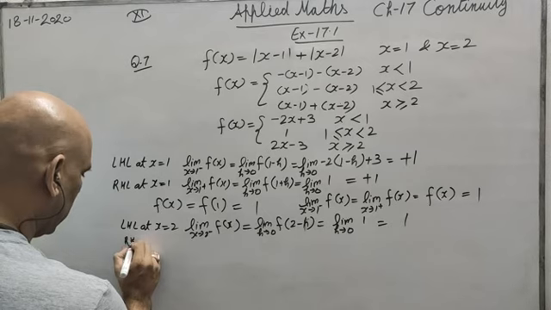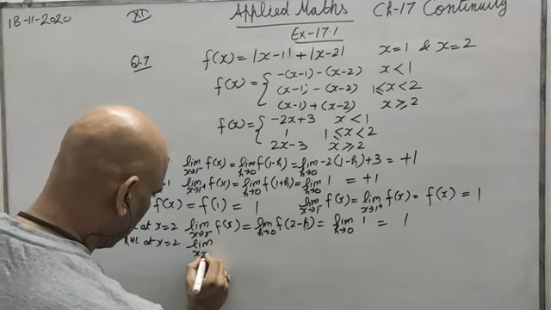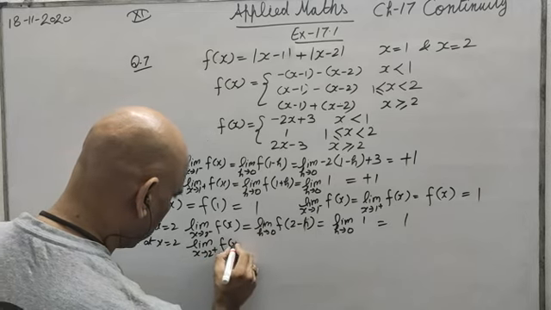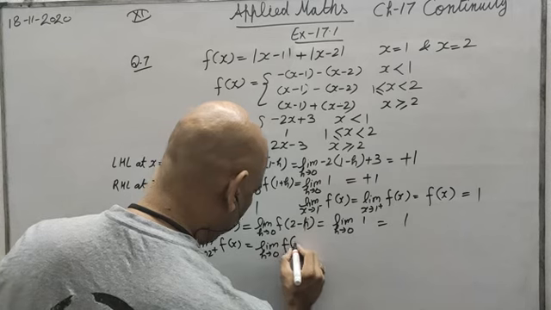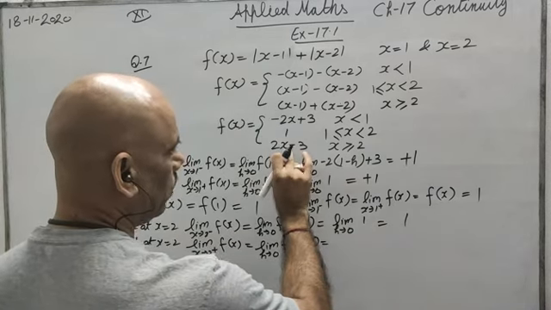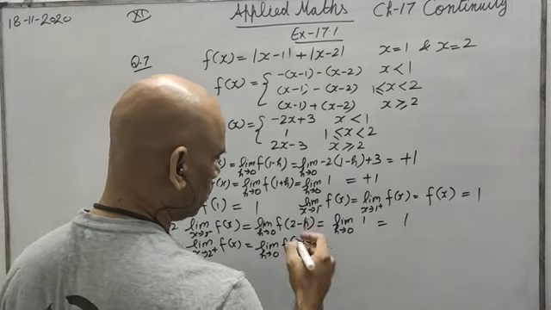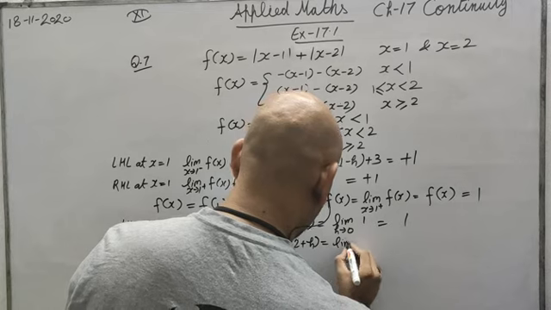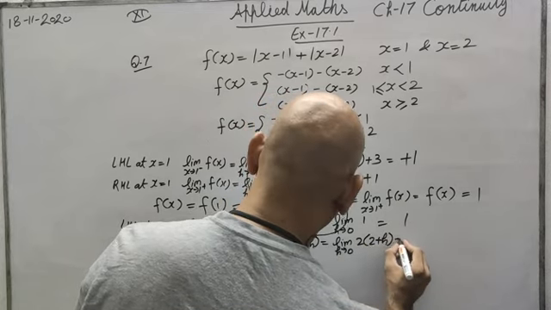Similarly, I can get RHL at x equals 2. So limit x tends to 2 plus f(x). I will get limit h tends to 0 of f(2 plus h). In the case of 2 plus h, the value of the function will be 2x minus 3. So in place of x, I am going to substitute 2 plus h. So limit h tends to 0 of 2 times (2 plus h) minus 3.